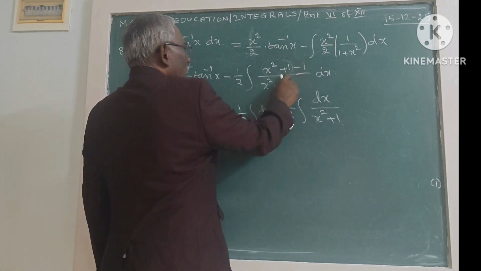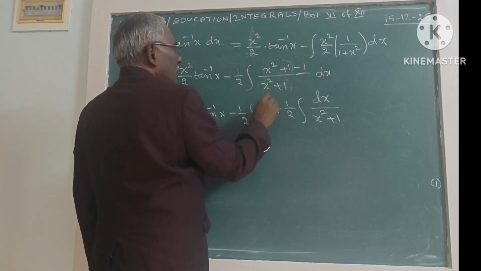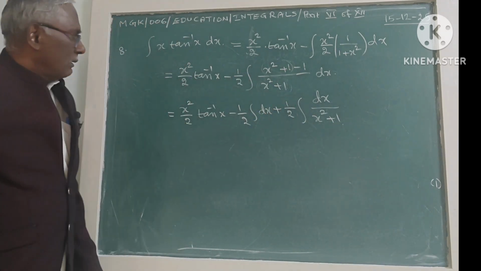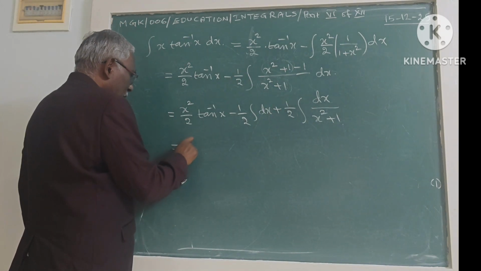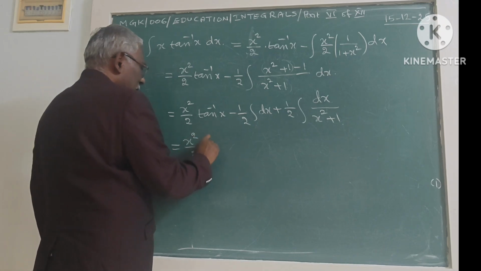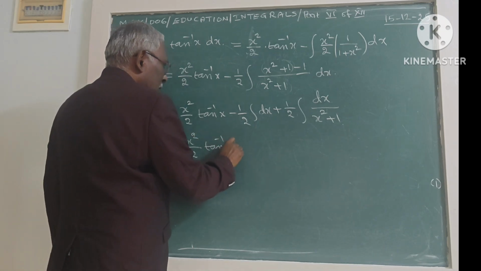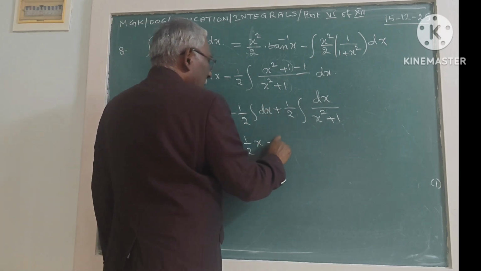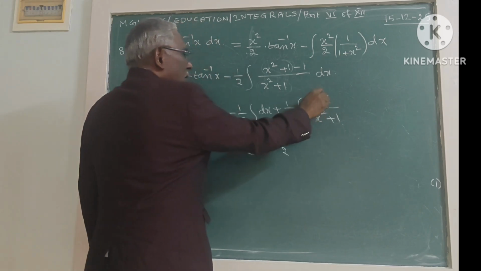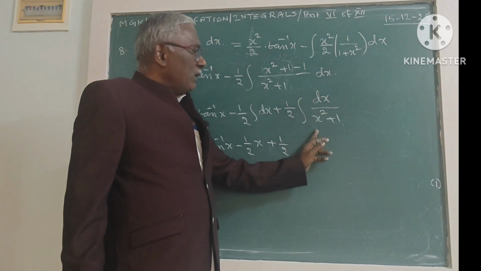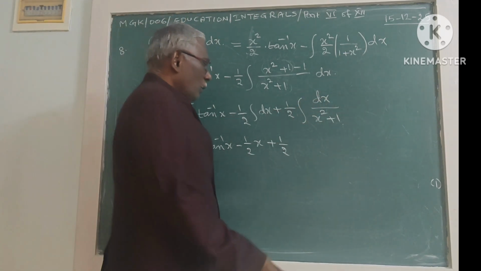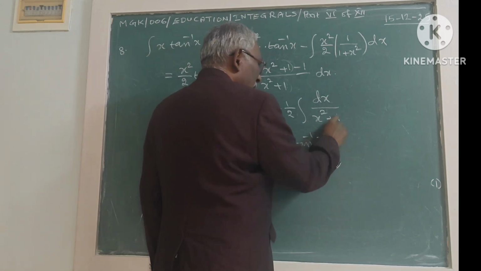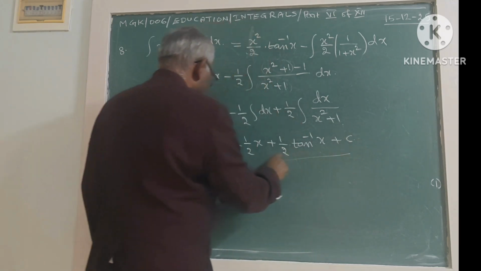So (x² + 1)/(x² + 1) is 1 minus 1/(1 + x²), minus into minus plus comes here. So this is nothing but (x²/2) tan⁻¹x minus 1/2 integral dx is x, plus 1/2 times this in the form of integral dx/(x² + a²). So 1/a, so 1/1 into tan⁻¹(x/1), that is plus constant. So this is the answer.